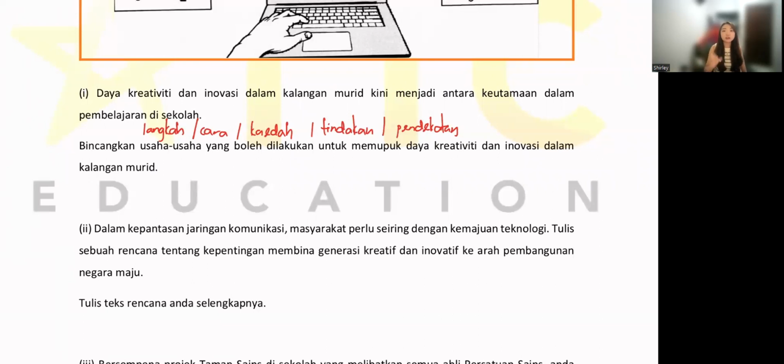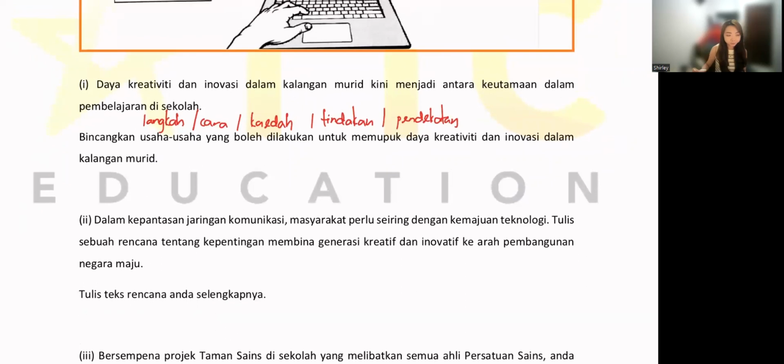Yeah, so that's the difference of ciri and cara, my dear. All right, so look at this one. Usaha-usaha yang boleh dilakukan untuk memupuk daya creativity. Daya means ability. Ability to become creative and ability to become more innovasi dalam kalangan murid. So for this one, it's very obvious.